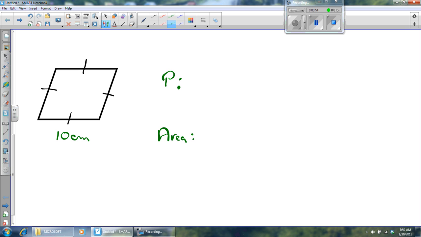Okay. Well, hopefully you know the perimeter is 40 centimeters. How do I know? I took a walk around the rhombus. I went 10 centimeters, 10 more, now 20, now I've gone 30, and now I've gone 40.